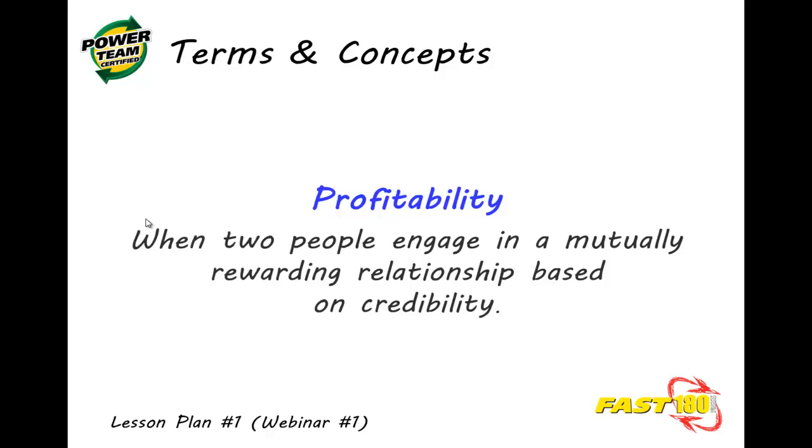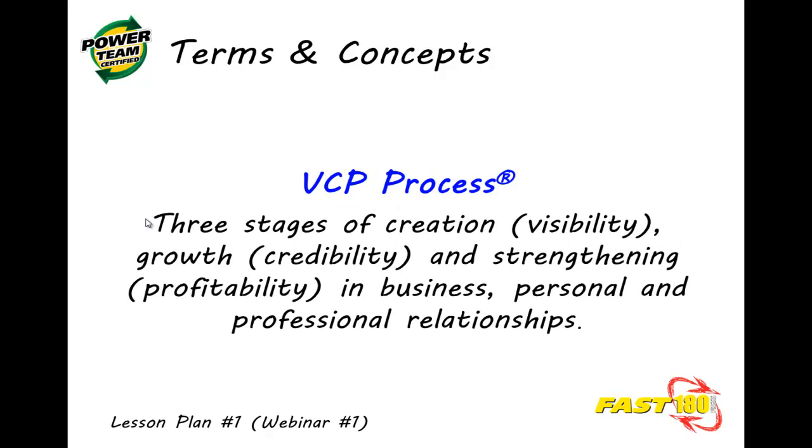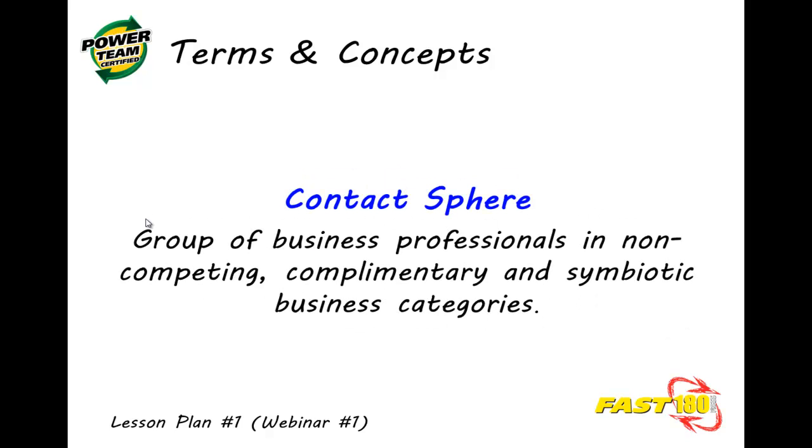Okay, so VCP, you've all seen that before, and these are the 3 stages of building relationships, not only in business, but personally and professionally. So the VCP process is going to be a key as we work our way through the material. Next is contact sphere. Now we start getting into some interesting phraseology. The contact sphere in a BNI setting is typically a group of business professionals who aren't competing with each other, they complement each other, and they're symbiotic in that they can work for the same client, adding value to each other's work. So that's a contact sphere.